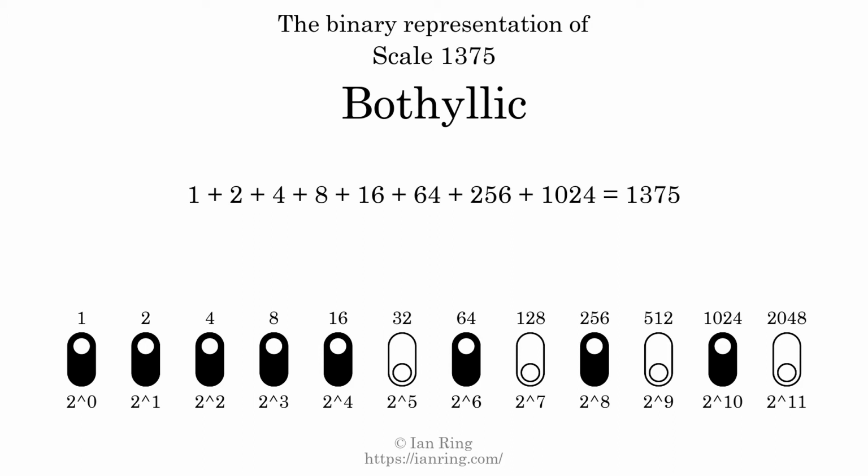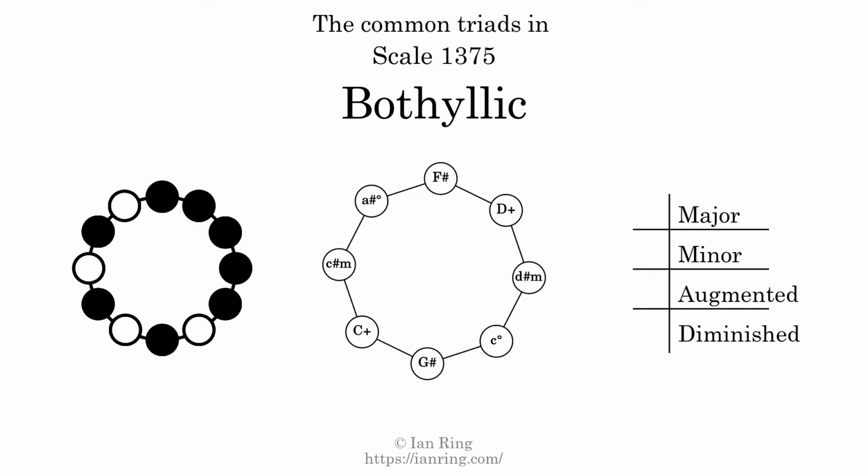1375. The scale number not only enumerates the scale with a unique index, but it also literally describes the tonal content of the scale. Represented as a binary number in base 2, the scale number is 0101010111111. Here are the common triads present in this scale.